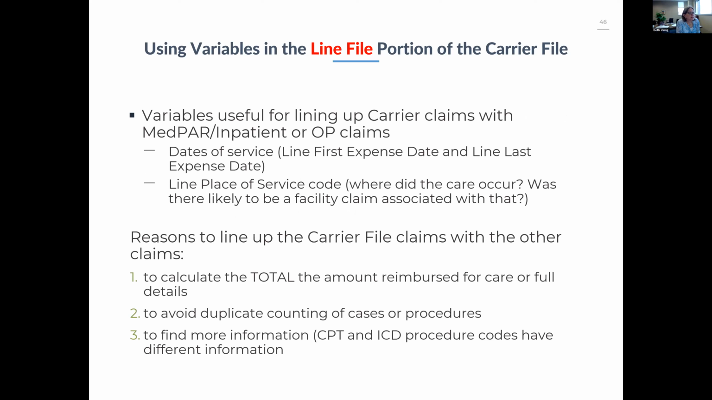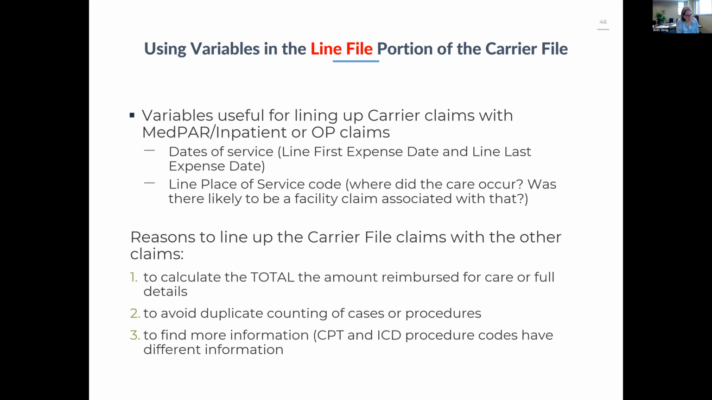When you're trying to line up carrier claims with inpatient or outpatient claims, the dates of service are very useful, and the place of service codes are very useful. Where did the care occur, which might help you figure out if there's likely to be a facility claim, and the dates of service will help you figure out if it overlaps. And as we talked about a little bit ago, if you want to calculate the total amount with full details, you're going to have to put this together.